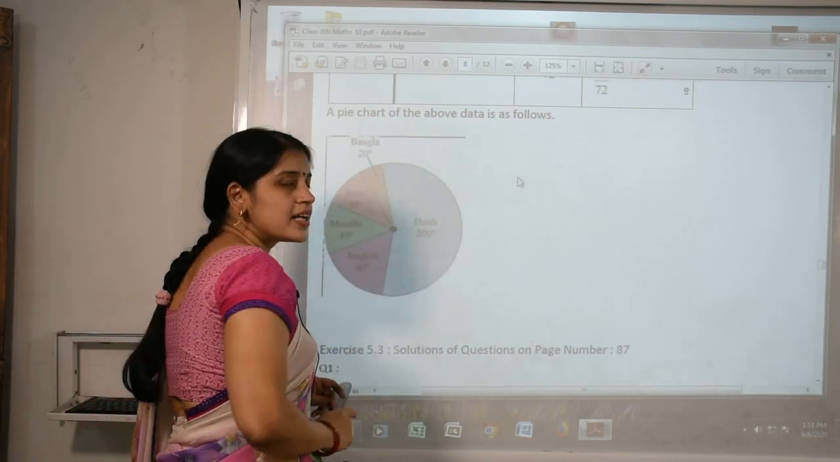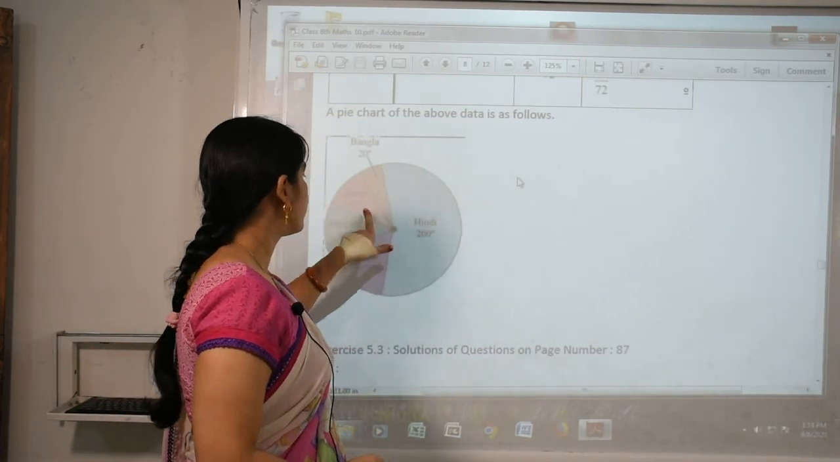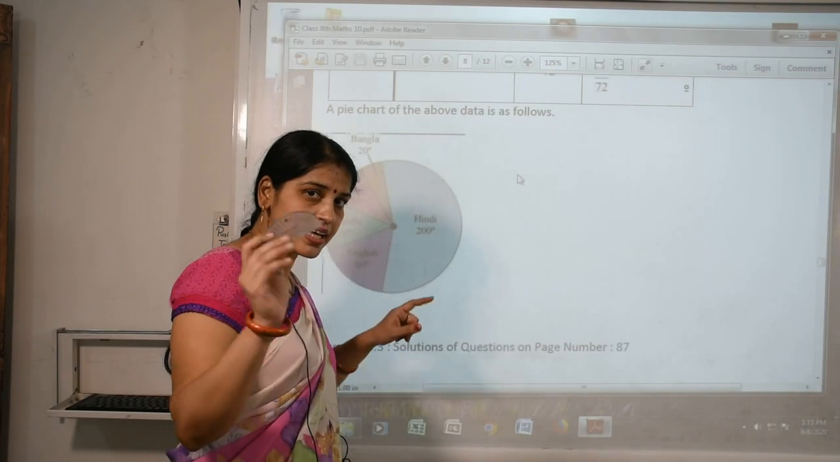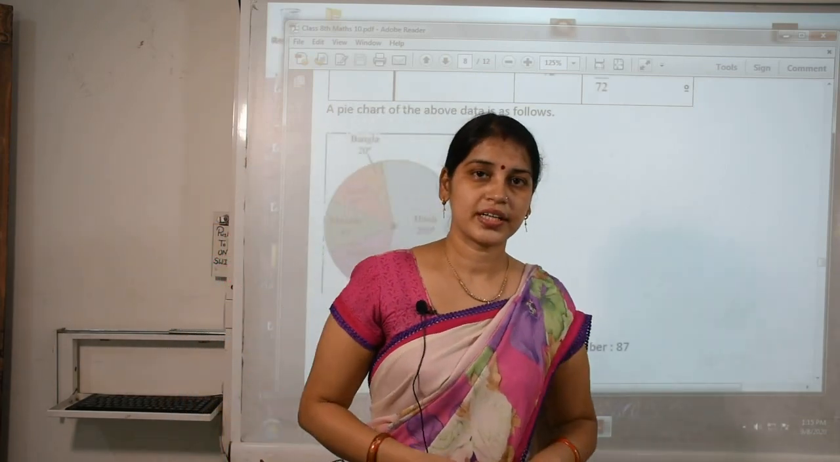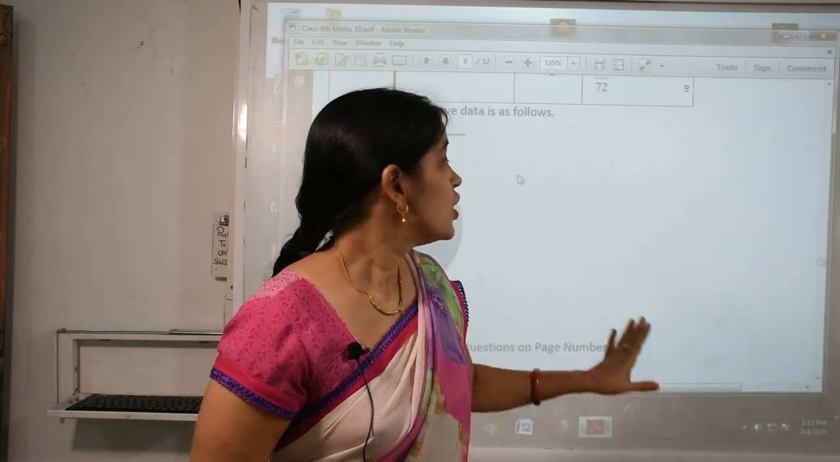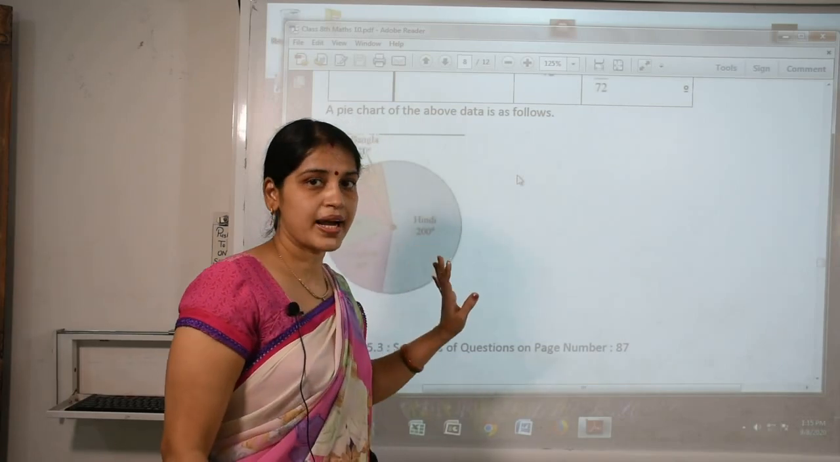Then remaining 4 angles you know how to draw, 35, 45 and 60 degree with the help of protractor. Okay, so in this way you can draw this pie chart.